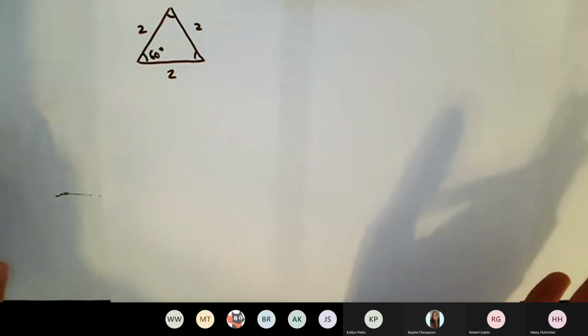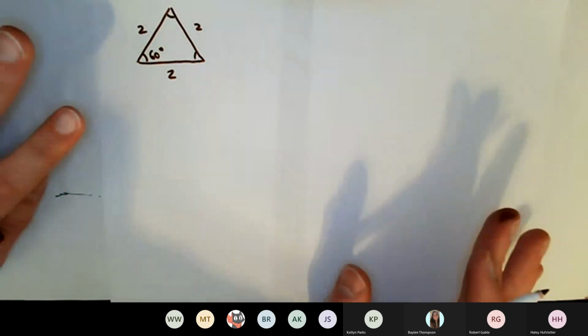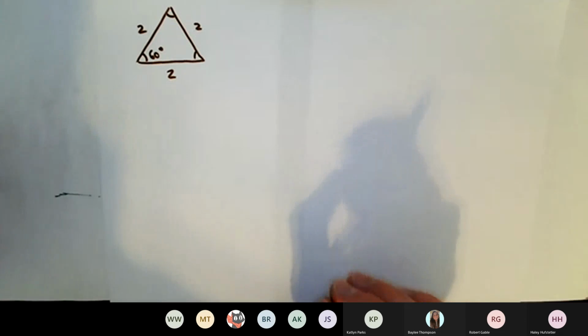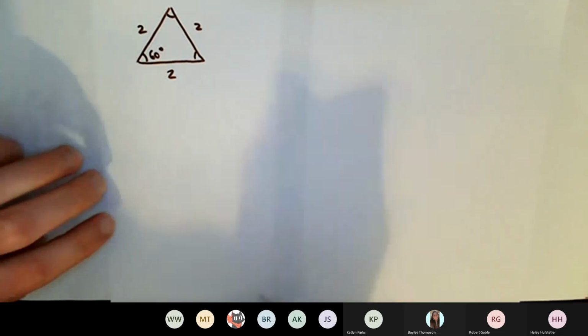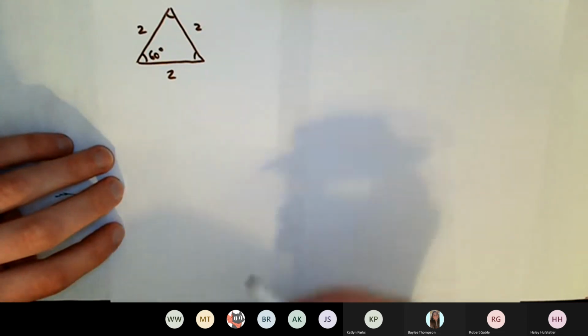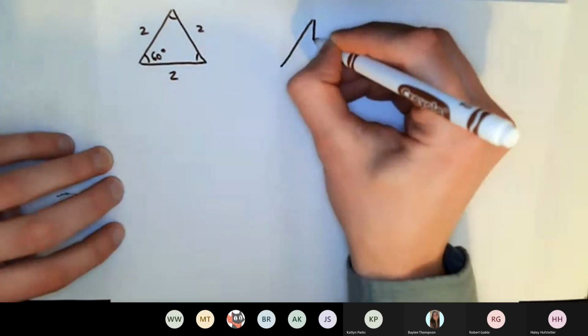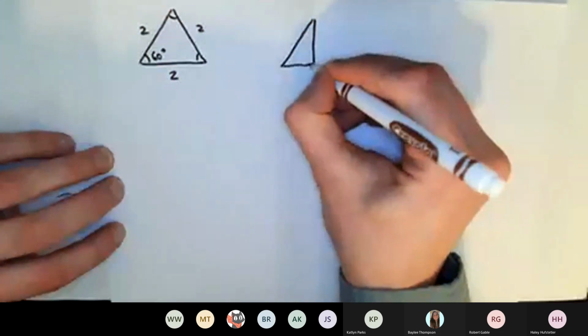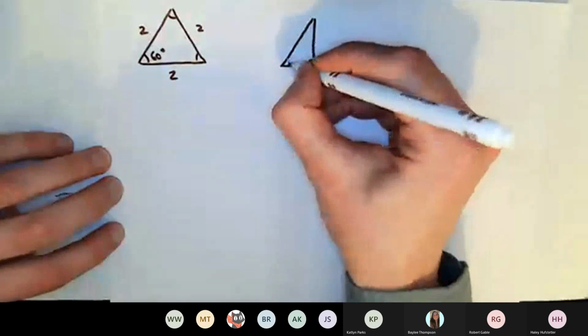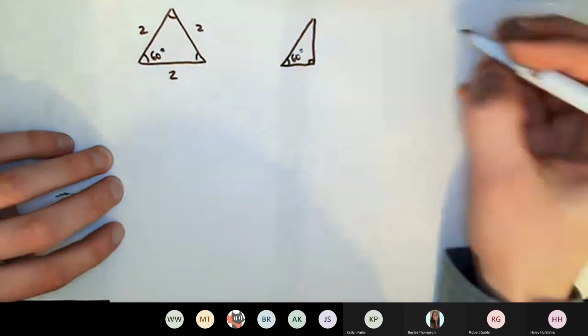Okay, but that's not a right triangle. And we're dealing with right triangles. These trig functions tell us about right triangles. So how can we construct a right triangle out of this? Well, split it in half right down the middle. And we have this angle being 60 degrees now.